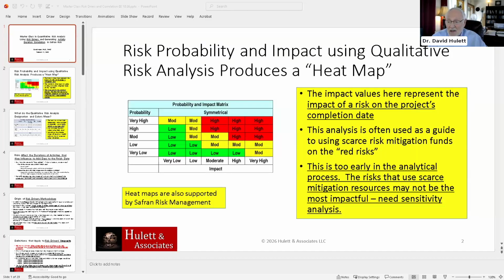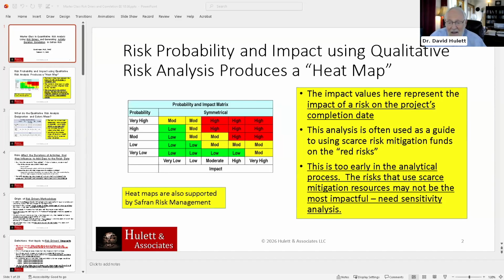Let me show you, starting a little bit earlier, with qualitative risk analysis. This will indicate some of the important advances that risk drivers give us in their use. This is a qualitative risk analysis. It's a heat map. Heat maps are supported by Safran Risk Manager as well, as Stephen mentioned in the earlier slide. But what the impacts are, the probability is about the same.